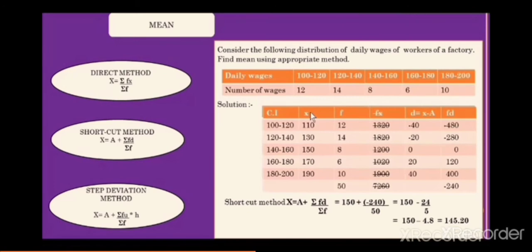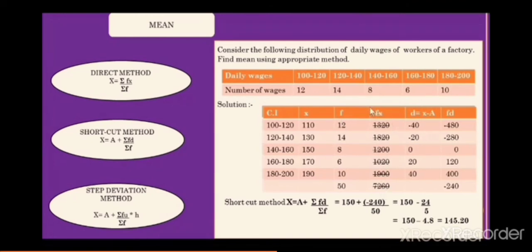Xi is 110, 130, 150, 170. Fi is given. Then you add it, you will get 50. Then how will we get this? This is x minus a. A is 150 here. Then 150 minus 110, you'll get minus 40. Like that, 150 minus 130 is minus 20, 150 minus 170 is plus 20, 190 minus 150 is plus 40.